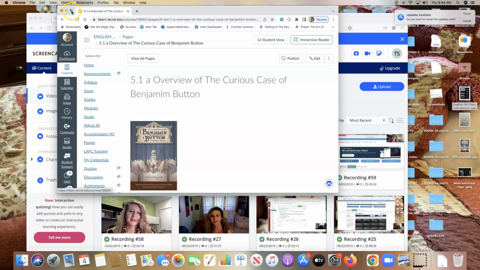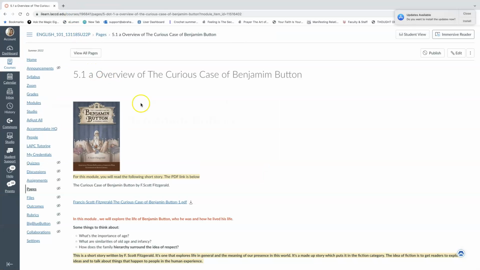Okay, so this is going to be an overview for chapter or unit 5. And in this overview, I want to talk about what we're going to be doing in this unit. So what I have here is a download of the short story, The Curious Case of Benjamin Button by F. Scott Fitzgerald. So you're going to read the short story first. It's only about 33 pages, and the link is right here. And you can link to the story.